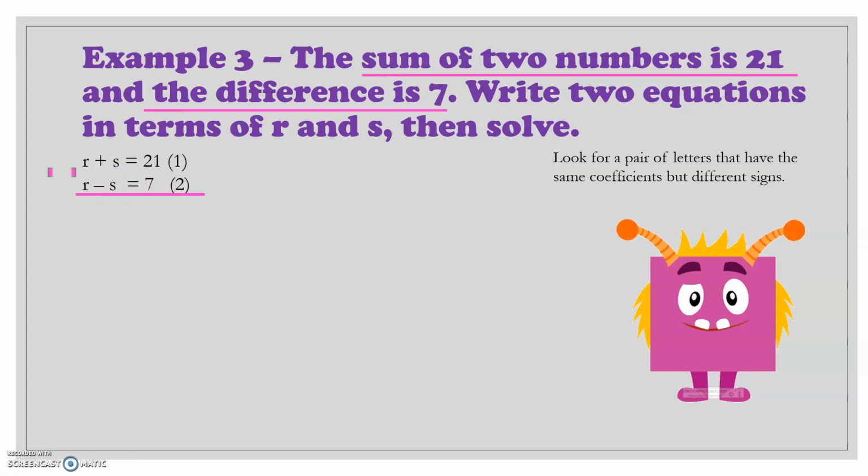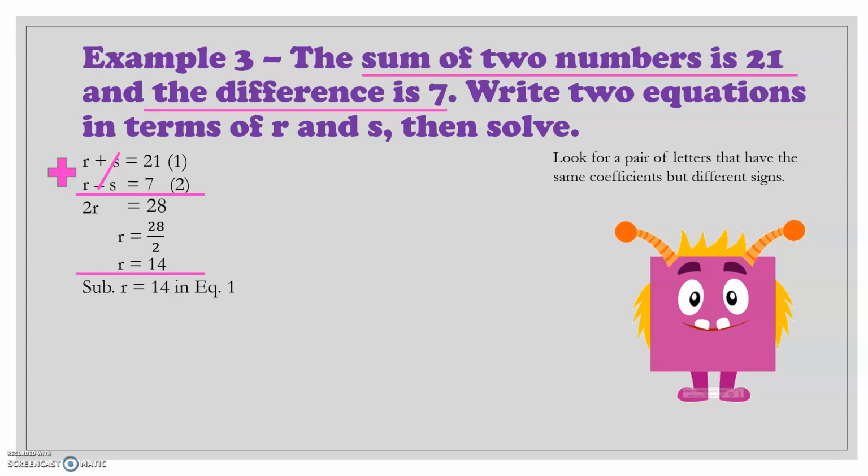Now I'm going to add the equations. So r plus r is 2r. A similar thing is going to happen with the s, where they cancel each other out. And then 21 plus 7 is 28. So I'm going to go ahead and divide my one-step equation by 2. So r is equal to 28 divided by 2. r is equal to 14.